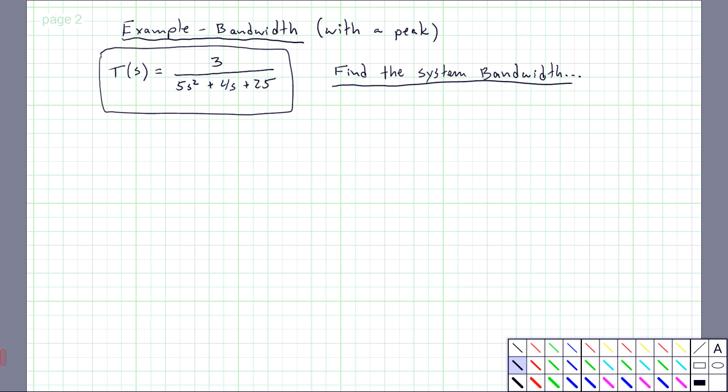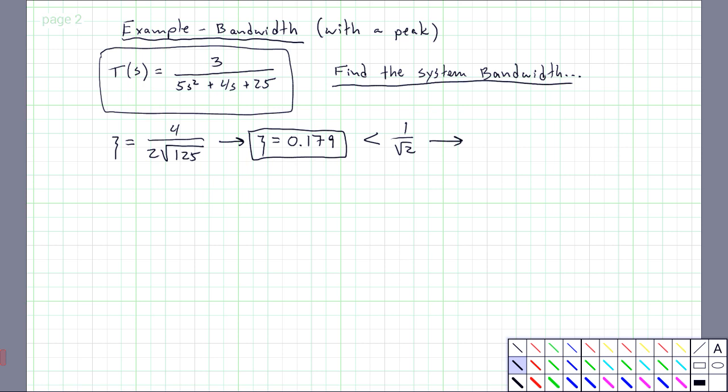So the first thing to do in a bandwidth problem is to figure out the damping ratio. So zeta is going to be c over 2 square root of mk. So we got 4 over 2 square root of 5 times 25, which is 125. That's going to give us a damping ratio of 0.179. And since it's less than 1 over square root of 2, therefore there is a peak.